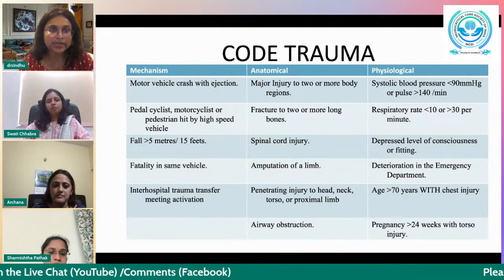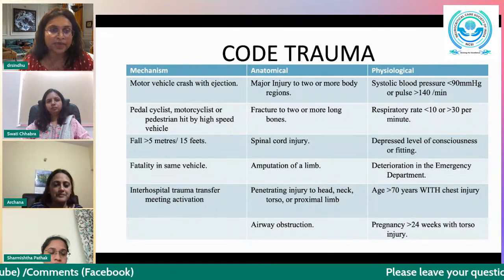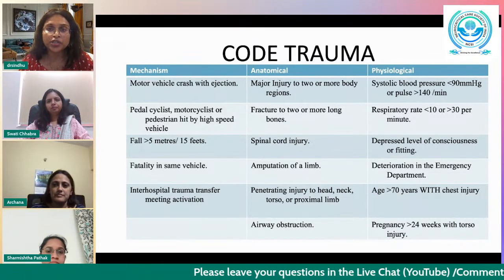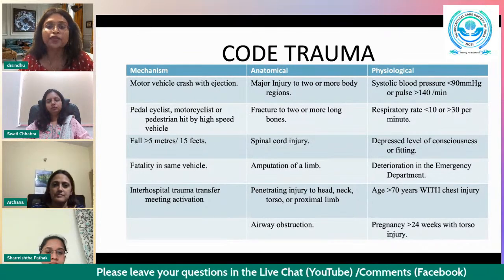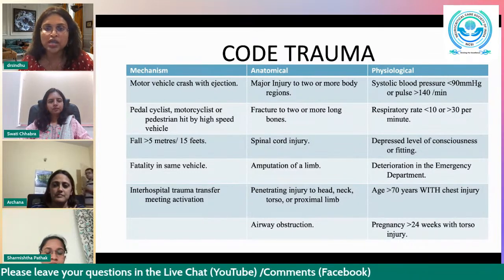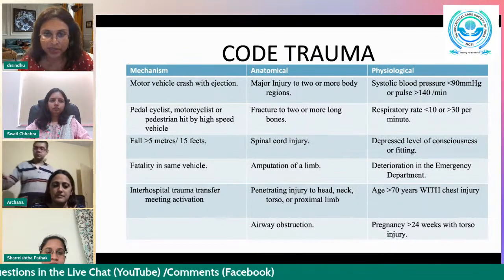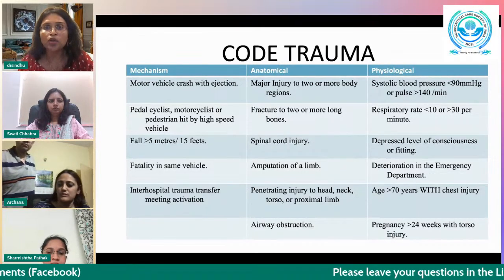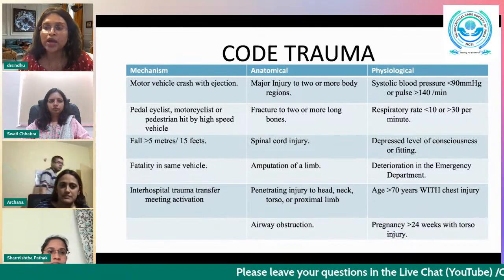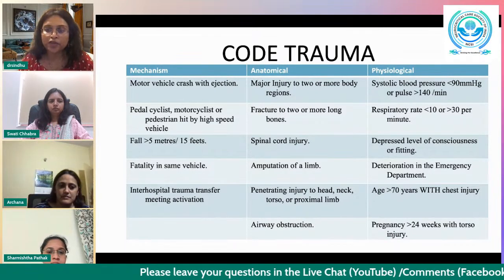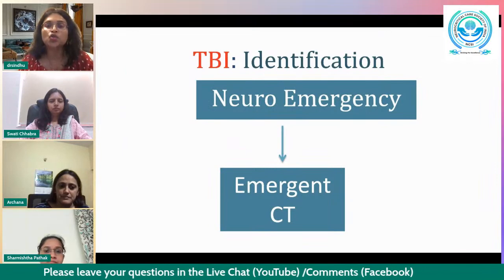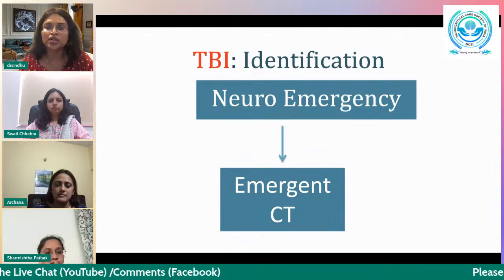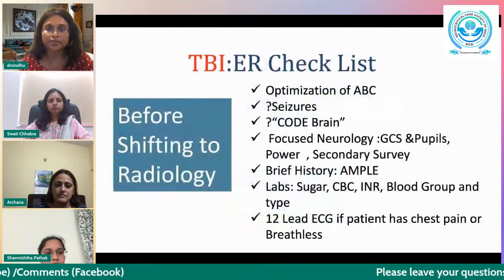So first is the mechanism. In the mechanism, is it a dangerous mechanism of injury? Next, we have to look at the anatomical criteria: if there are injuries to two or more body parts, fractures of two or more long bones, a spinal cord injury, amputation of a limb, any penetrating injury to the head, neck, or torso, or airway obstruction, all this comes under code trauma. And also you have to see the vitals, and if any of this is there, then code trauma has to be activated. So like I said before, first identify this as a neuro emergency and do an emergency CT scan.